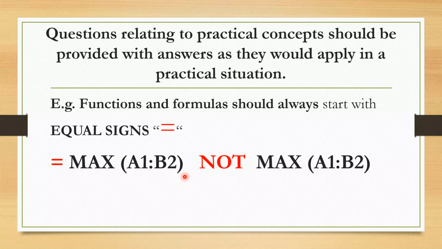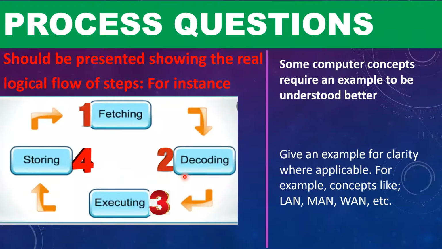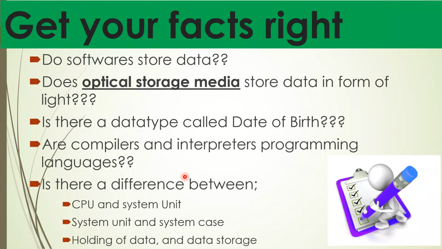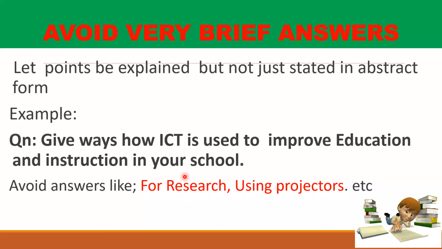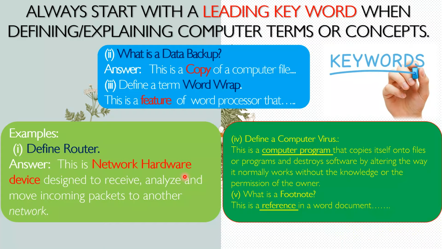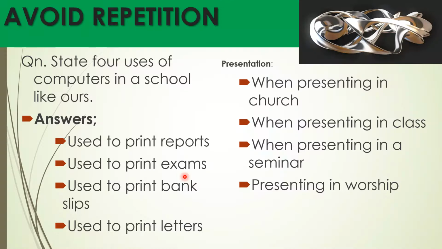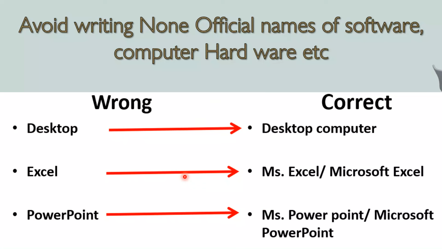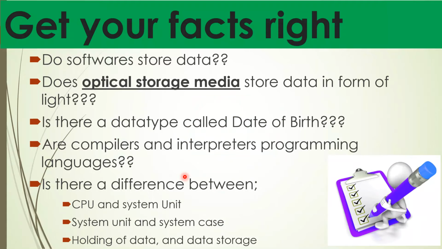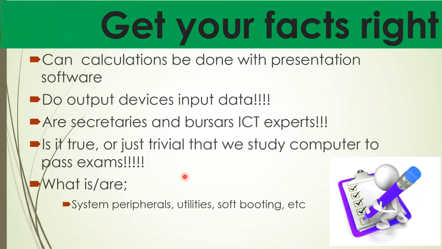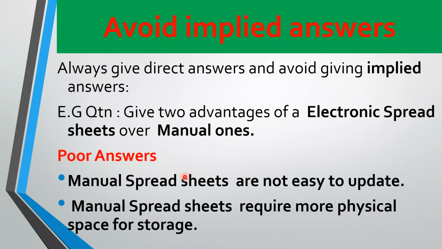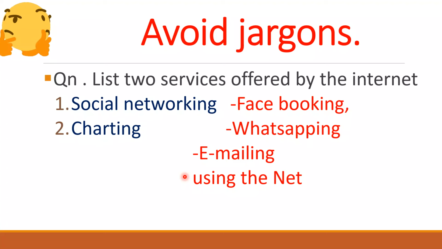So here I've been giving tips and way forward to passing paper one. So all these were tips to passing paper one. The first tip, we looked at avoid very brief answers. Then more to that, start with a leading keyword, avoid repetition, avoid writing non-official names of software and computer hardware. Then you need to get facts so that questions of true, false, yes or no are well responded to. You need to avoid implied answers. You need to avoid jargons.